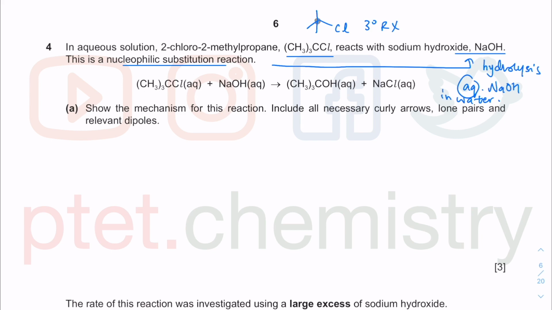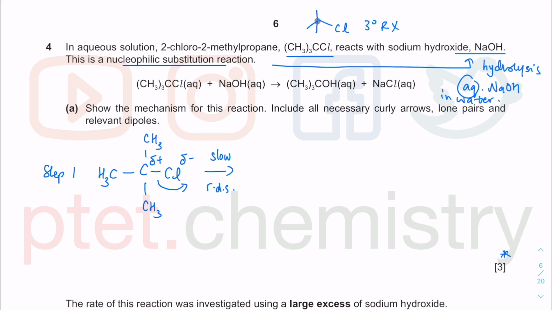Show the mechanism. Even though this is an A2 paper 4, they can ask you anything from AS. This mechanism is for a tertiary halogenoalkane. So I'm drawing a skeletal. If you want, you can draw a display, I guess. Carbon chlorine. Not really a full display, but a partial display, kind of like a structural formula. So this is delta minus chlorine, delta plus carbon. The first step that will happen, step 1, you will do heterolytic fission. Heterolytic fission is a term stated in the AS syllabus. This is slow, this is the rate determining step, and you will get a tertiary carbocation.